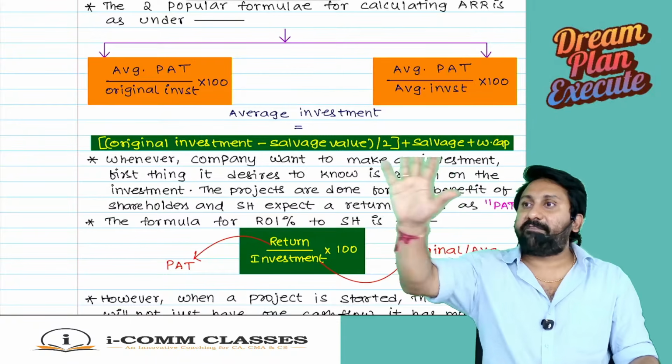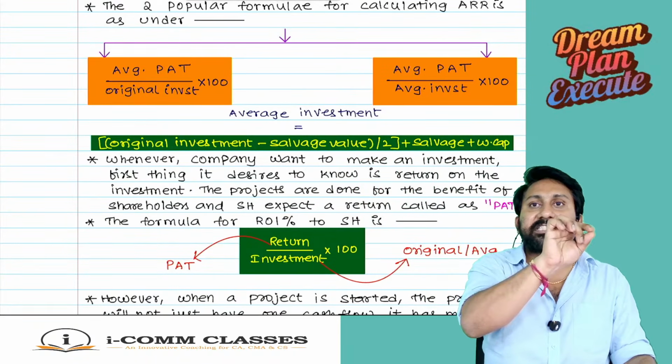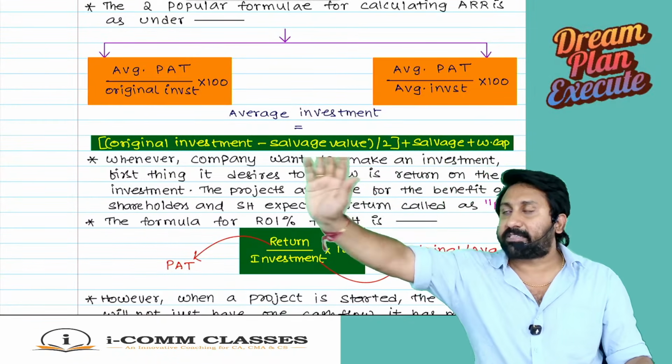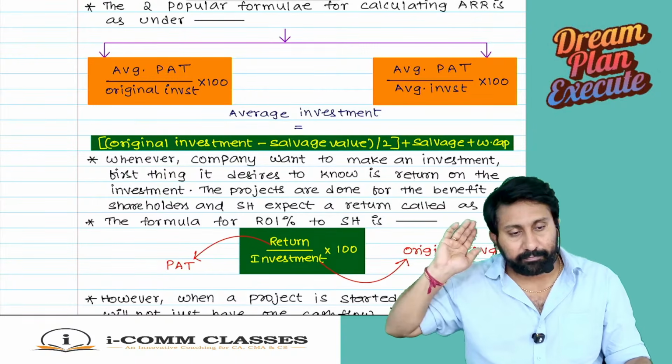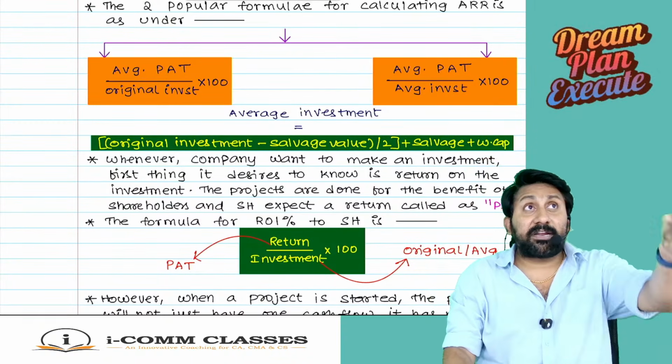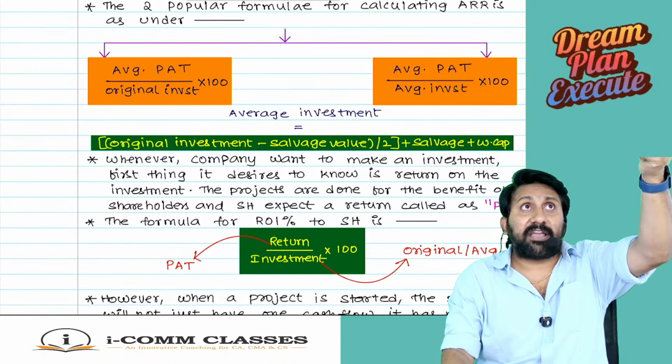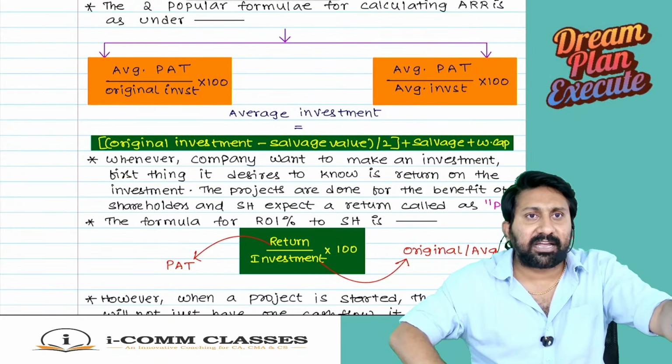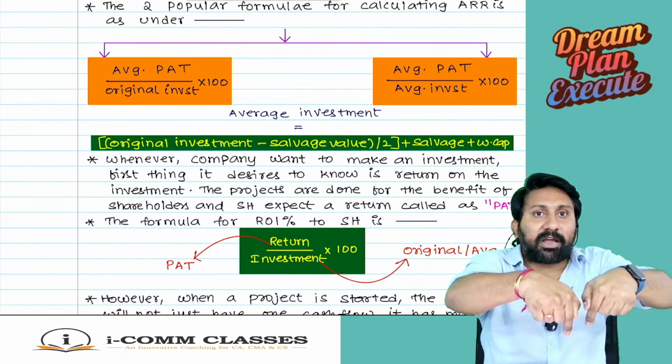We will take a project life of 5 years. We will estimate cash flows for all 5 years. When I estimate the cash flow for all 5 years, I will calculate the profits also for all the 5 years. The 5 years average will come in the numerator.